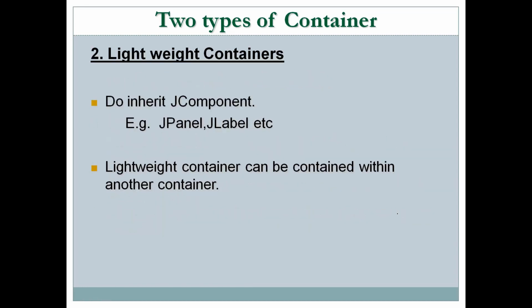The second type of container is the lightweight container, and all the lightweight containers do inherit from JComponent. The heavyweight containers, that is top level containers, do not inherit from JComponent, but lightweight containers do. Some examples of lightweight containers are JPanel and JLabel. JLabel we know as a component, but JLabel can also act as a container. On the JLabel I can add another component as well.